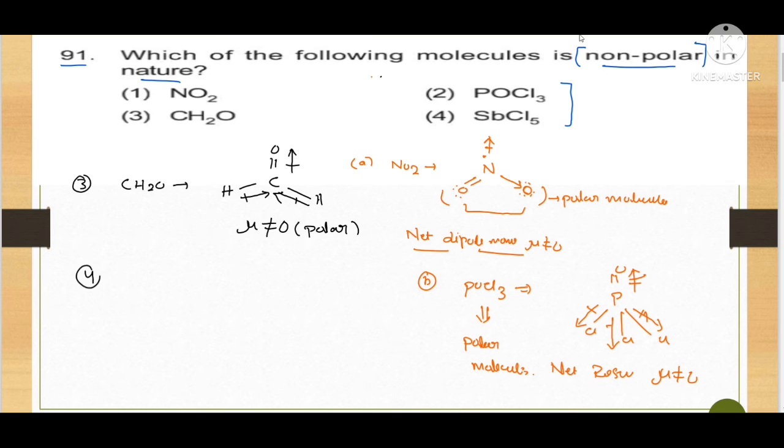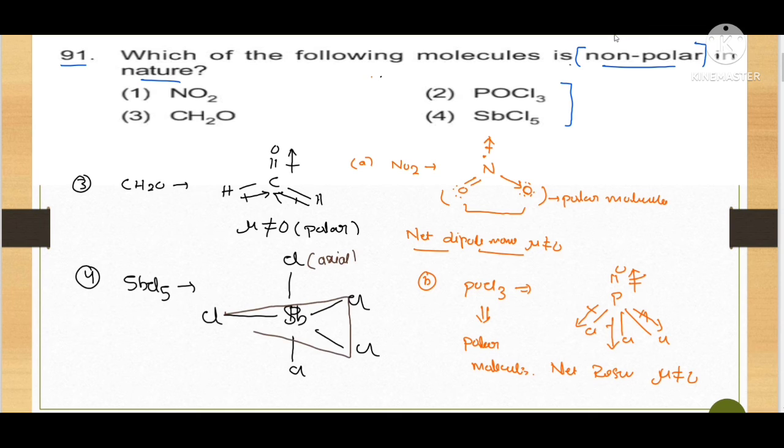Now let us verify the fourth one. SbCl5. Its structure is similar to PCl5. PCl5 is trigonal bipyramidal. Here Sb, Cl, Cl, Cl, Cl. These two chlorine atoms are in axial positions and the remaining three are equatorial. We know that chlorine has higher electronegativity than Sb, so its direction will be on this side.